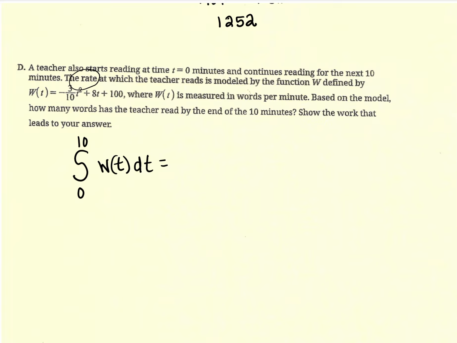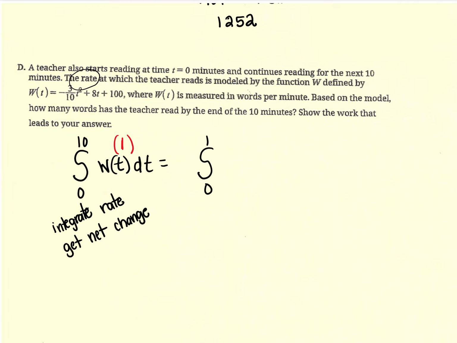Now, if you'll remember, and this is very powerful, it's called the net change theorem, if you integrate a rate, you get the net change. Basically, if I integrate the rate that she's reading the words, I'll get the number of words that she actually read. So if you knew to integrate that rate of change from 0 to 10, give yourself a point. Now let's actually do the integration.